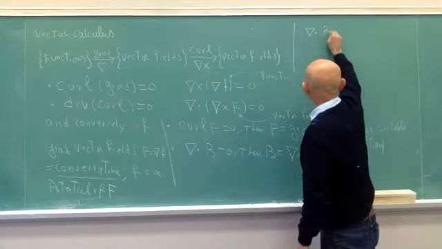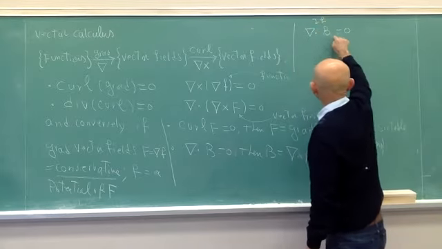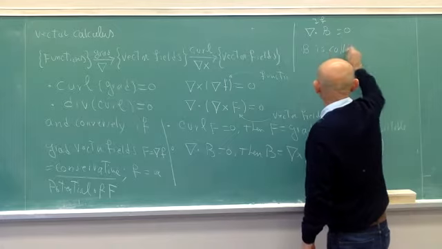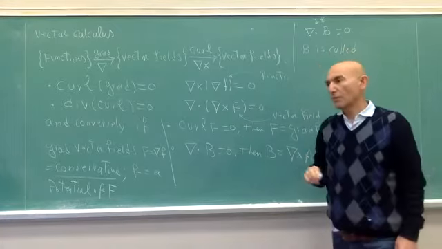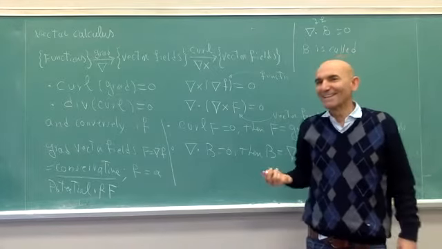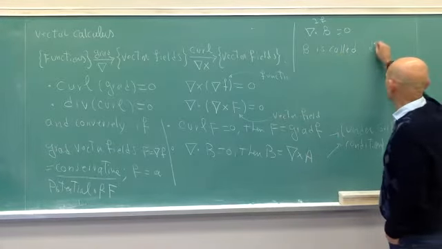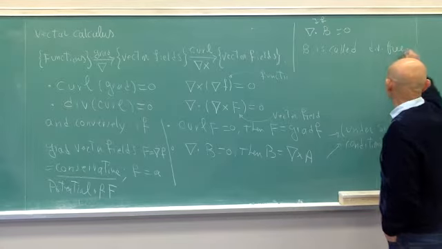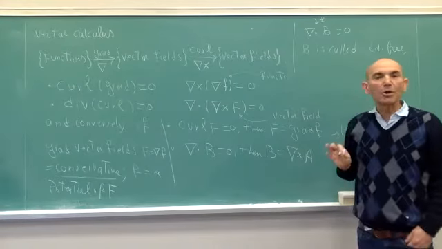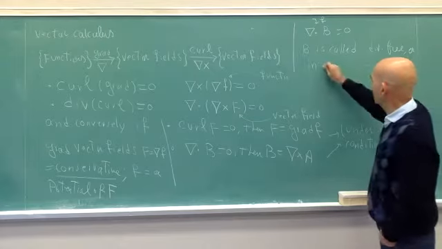Divergence of B equal to 0. So if the divergence of a vector field is equal to 0, B is called, well, one obvious terminology is that we call it divergence free. It's used. It's called divergence free. But then there is another name which is very suggestive. It's called incompressible.